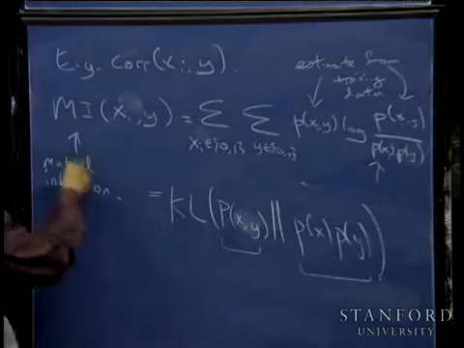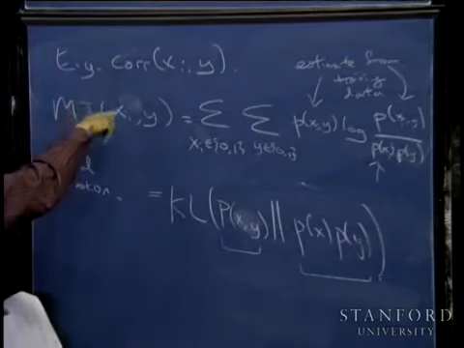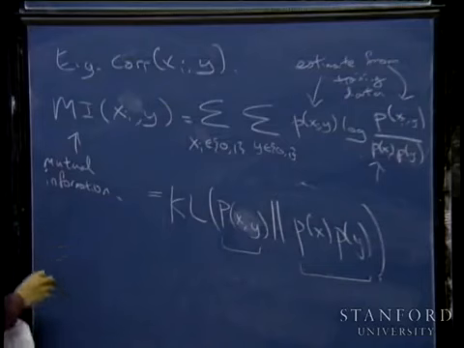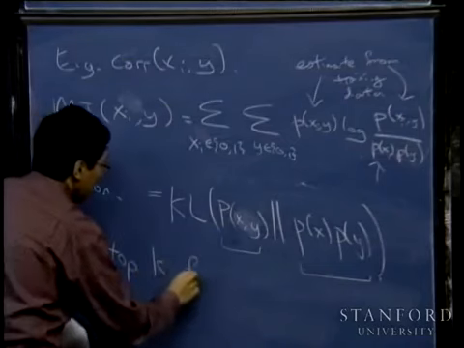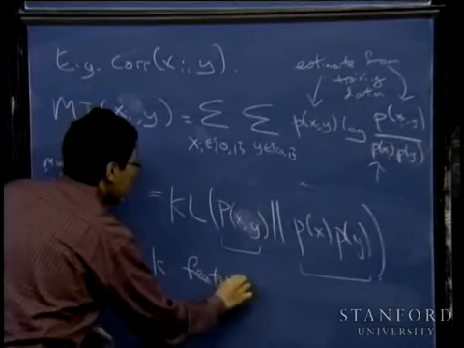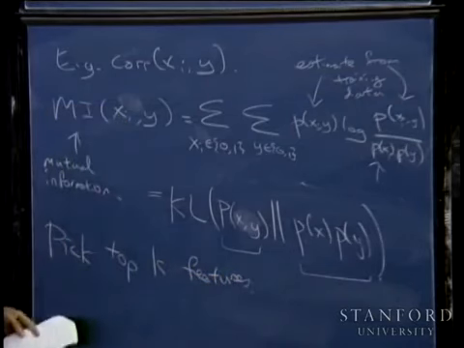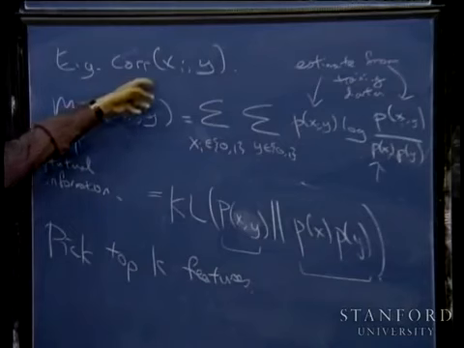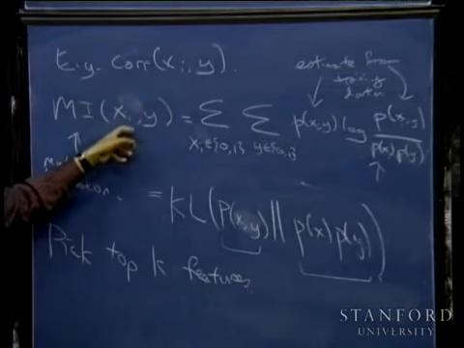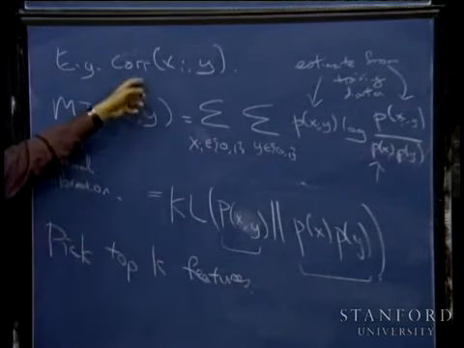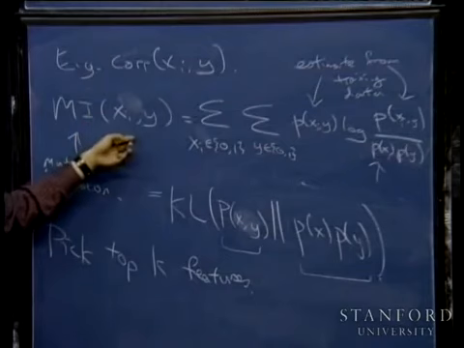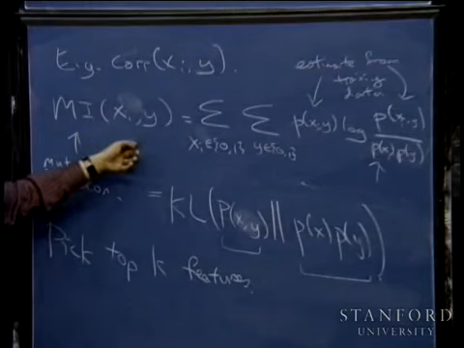Having chosen some measure like correlation or mutual information or something else, you then pick the top k features. You compute correlation between xi and y for all the features, or mutual information between xi and y for all the features, and then you include in your learning algorithm the k features with the largest correlation with the label, or the largest mutual information with the label, whatever.